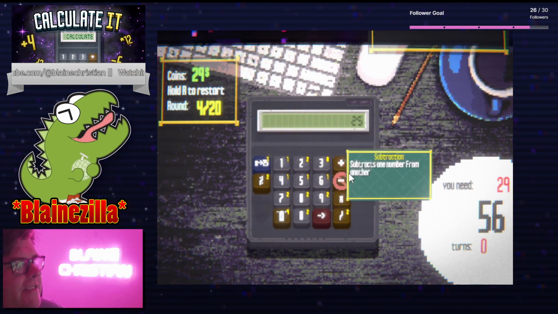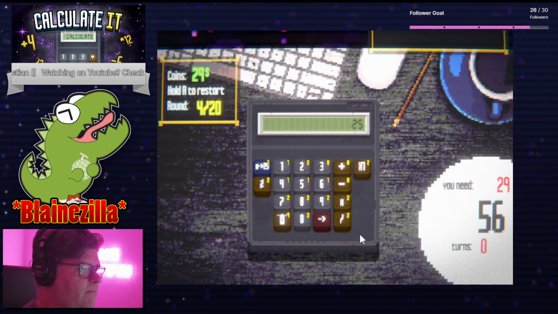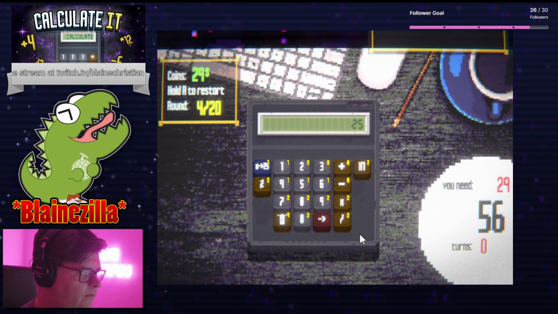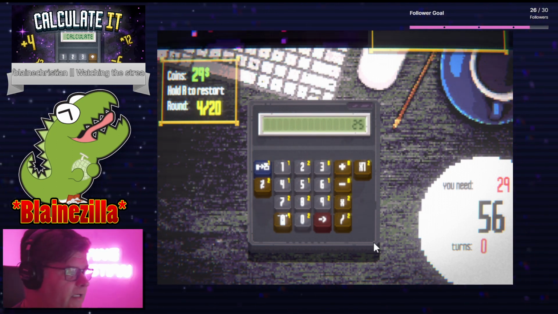Oh, you can only press the keys a fixed amount. You can only press the keys a fixed amount of time. We'll set it to 25. And then let's get to 29. We can't, without subtracting, huh?